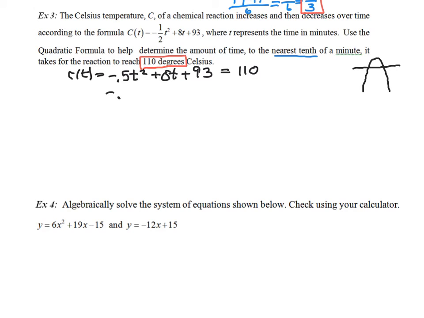So I would have negative 0.5 t squared plus 8 times t, and then subtracting the 110, I've got negative 17 equals 0. Well, this is a quadratic equation that clearly doesn't look like it's going to be easy to factor, if factorable at all. So I'm going to use the quadratic formula where a is equal to negative 0.5, b is equal to 8, and c is equal to negative 17. So go ahead and substitute those values into the quadratic formula.